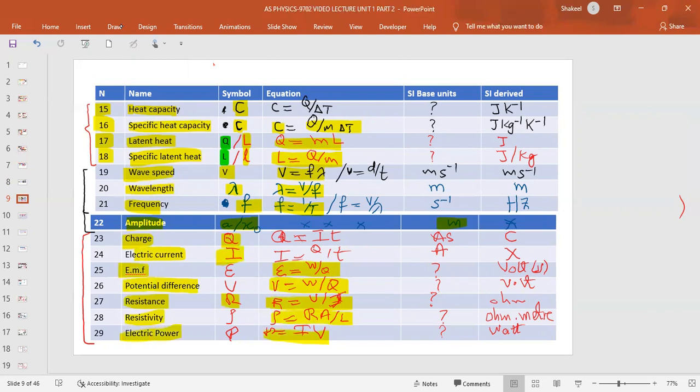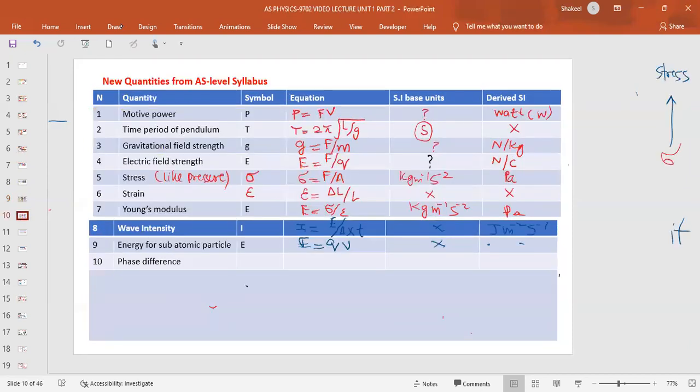So these are the quantities with equation, and then their SI base unit and derived units are there. Like if SI base units are with a question mark, it means we have to find that. And if there is a cross in SI derived unit, it means there is no derived unit for it, or the derived unit and base unit are the same. So just pause the video over here and then carefully recall all of these quantities with their symbol, equation, and units. Okay, moving forward, now let me introduce you to new quantities that you'll be studying in AS level.